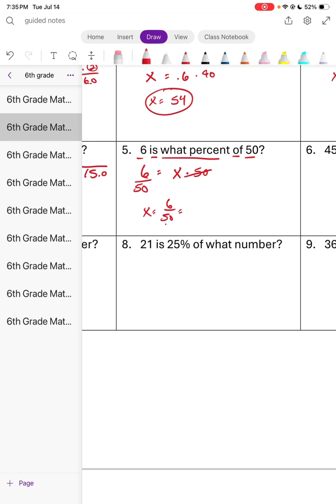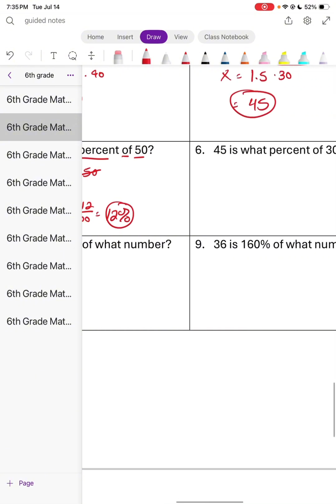But notice that bottom being a 50. Can we not just double? And 6 out of 50 is going to be the same thing as 12 out of 100, just like ratios, proportions, whatever you want to call them. So therefore, 12 out of 100, which would be 0.12, is going to be the same thing as 12%. We just need to get that into percent form somehow.